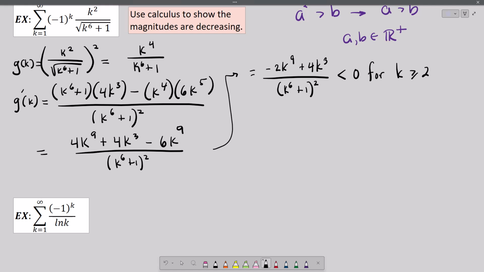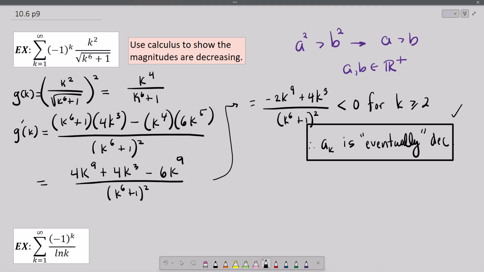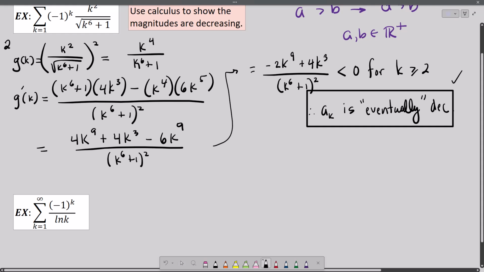Less than 0. So that means that the function, therefore the sequence, is eventually decreasing. Or you could say it's decreasing for k greater than or equal to 2. So that is the second part of our alternating series test, although we did it first. Well, let's call this 2.